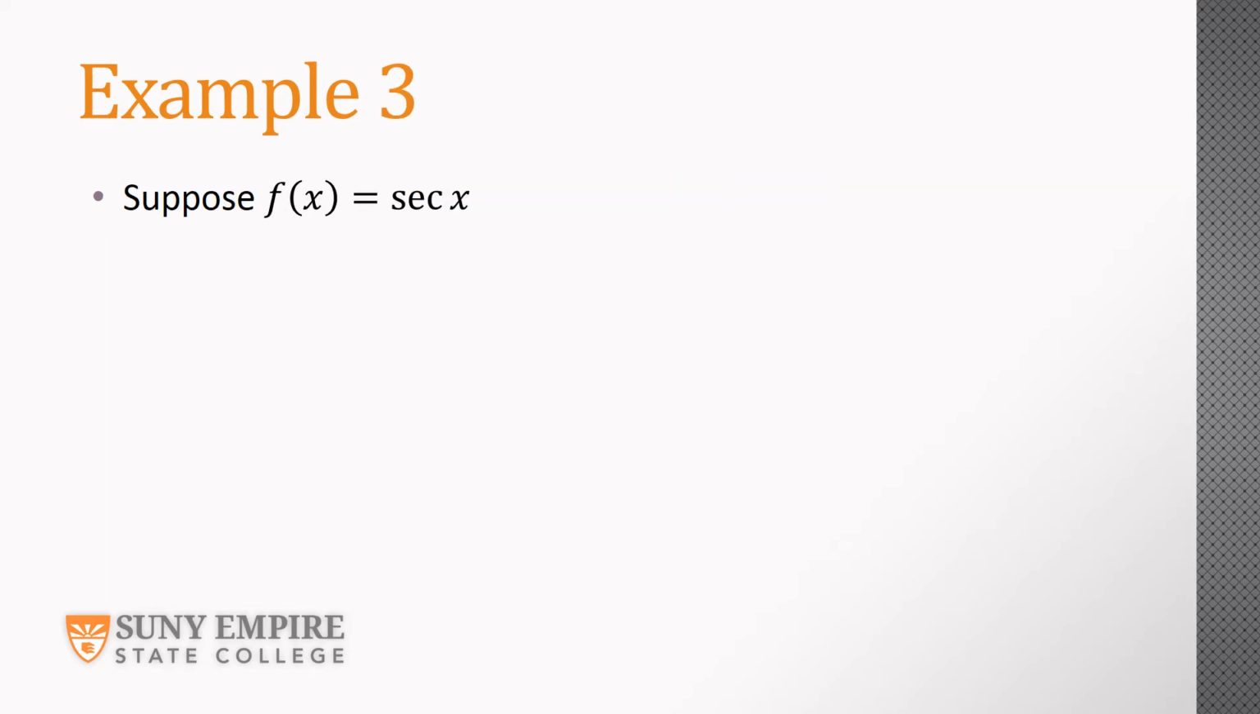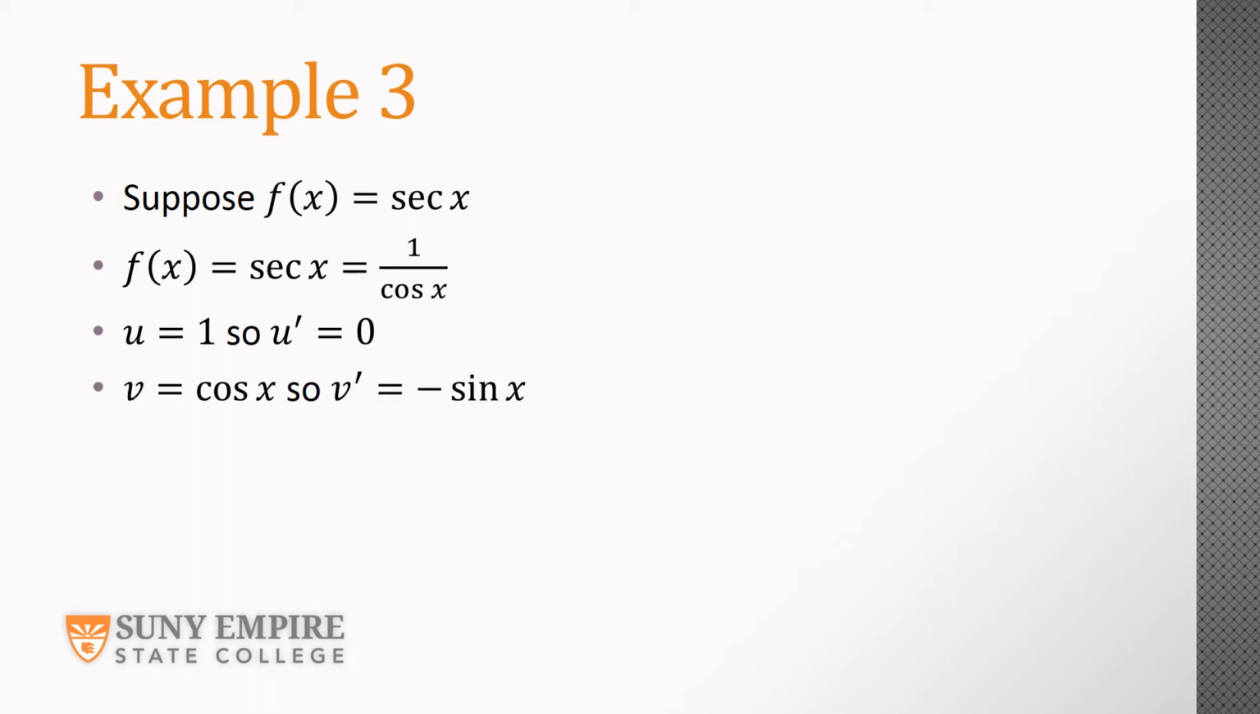What if our function is the secant of x? We can reimagine secant to be 1 over the cosine of x. Our function u is the constant 1. U prime is 0. The function v is cosine of x. V prime is negative sine of x. Plugging into the quotient rule, we have the quantity cosine of x multiplied by 0 minus 1 times negative sine of x, all over cosine squared of x.